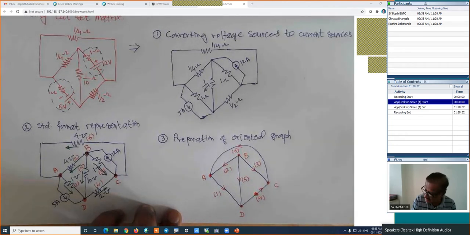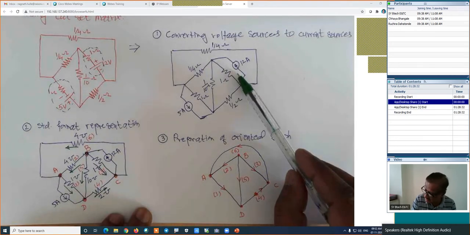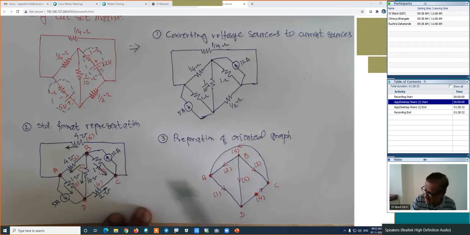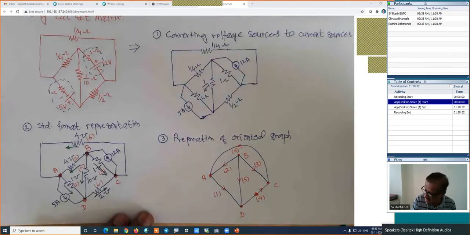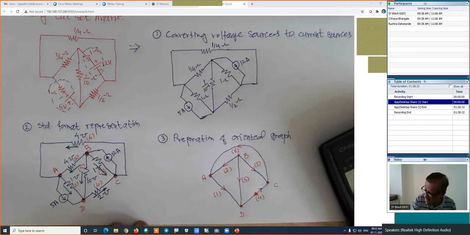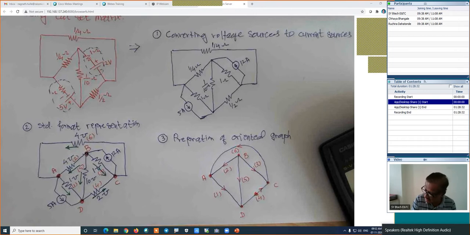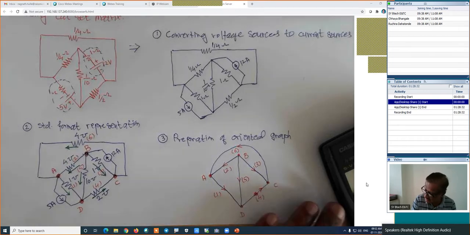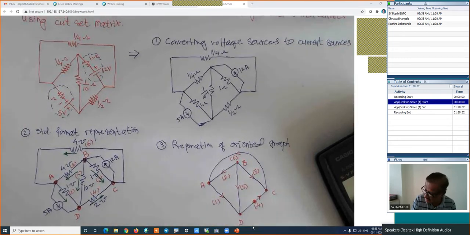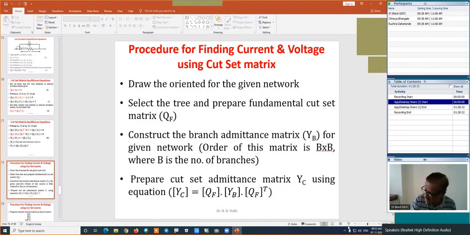Now here, we have converted the given figure, all sources into current sources, and all impedances into admittances, and then we have drawn its oriented graph or directed graph. Then I will go to the steps in which we discuss the calculation of the voltage and current by using this particular approach, which is nothing but the concept. I will show that slide and I will come back again.